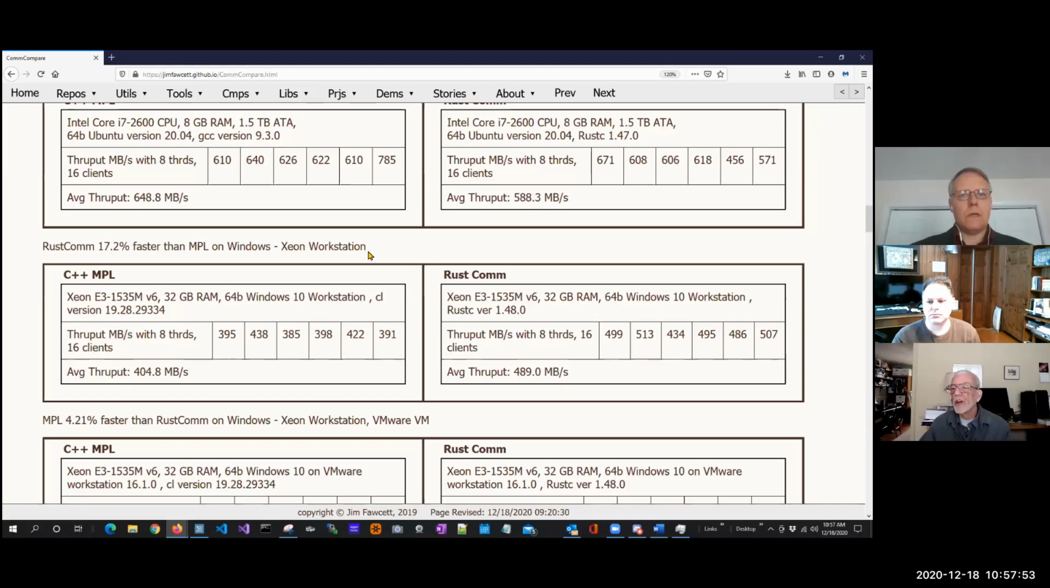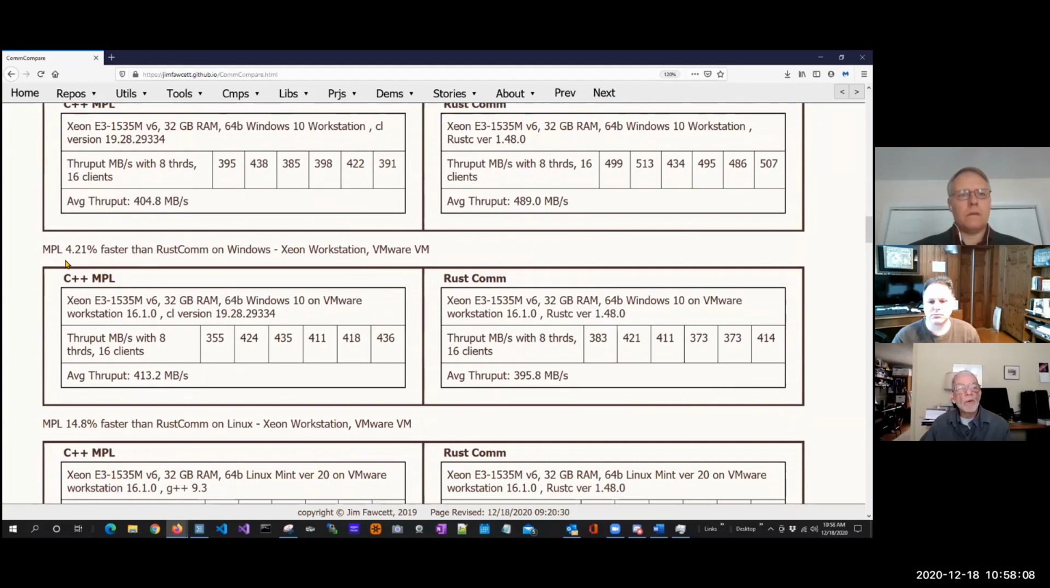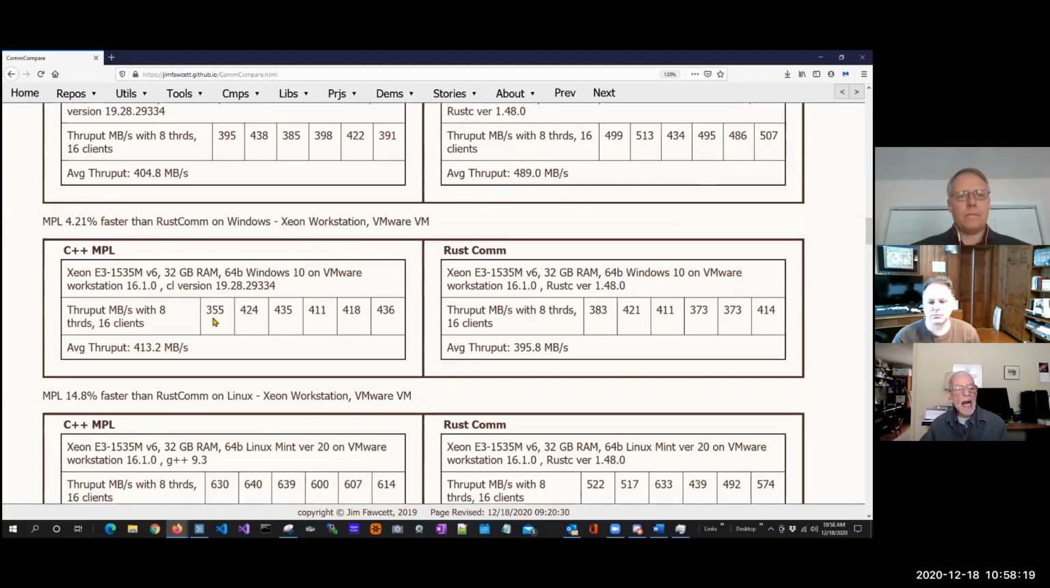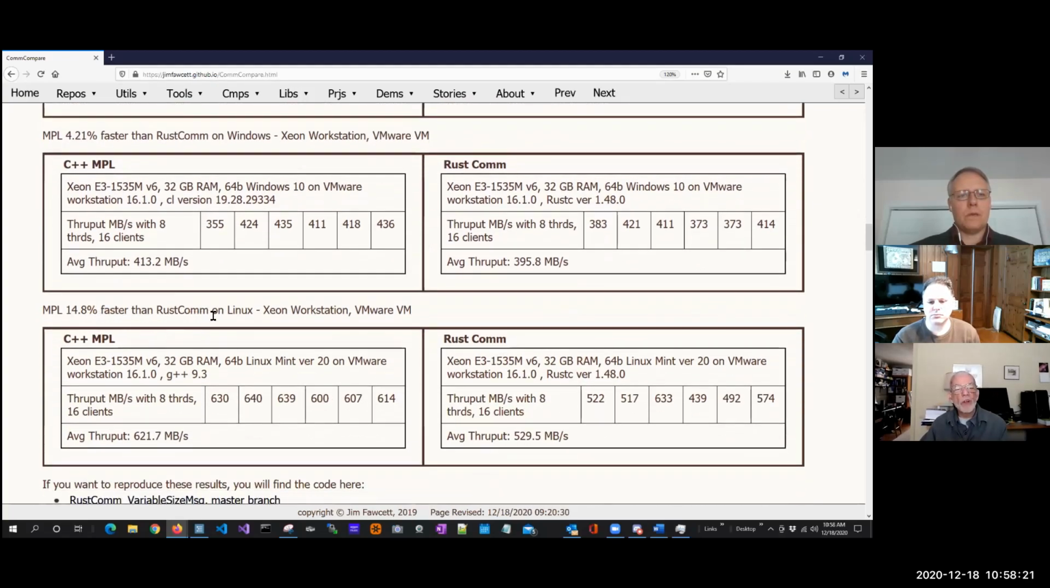Mike has this beefy workstation that he uses, so we ran this on his workstation, and Rustcom came out 17% faster on the native Xeon. MPL was 4.2% faster on the Windows Xeon workstation running in a virtual machine. And MPL was 14% faster than Rustcom on Linux. Again, this is Windows and this is Linux, all running in a VM.